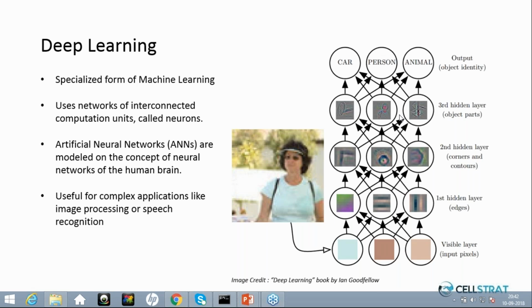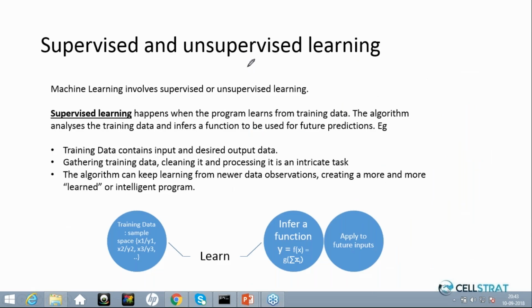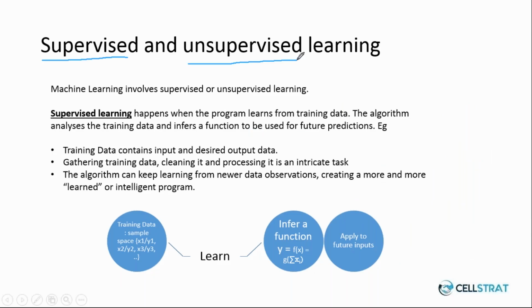So now let's look at two major types of machine learning. Okay, so the topic for today is types of machine learning, isn't it? So there are two major kinds of machine learning. One is called supervised machine learning. The other is called unsupervised machine learning. Okay, so we'll understand each of them in detail.